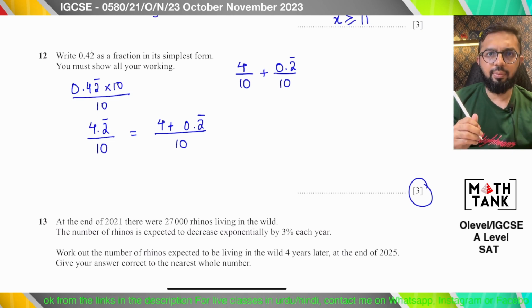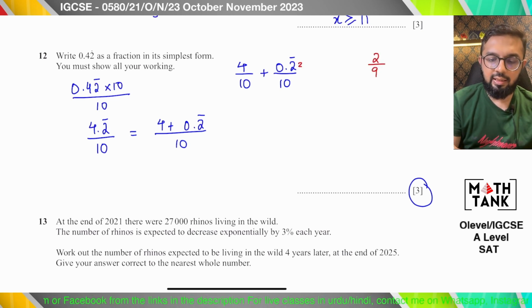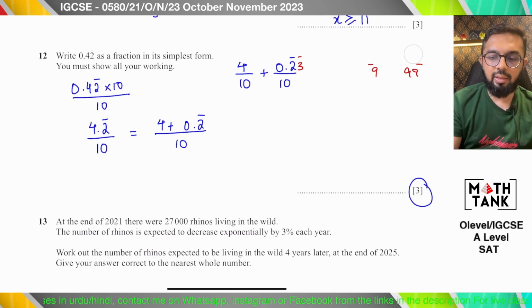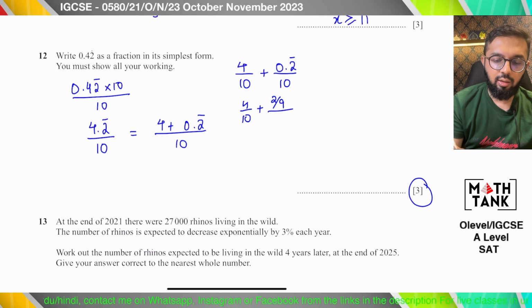0.2 has a recurring decimal on it. Remember that recurring decimals are always whatever the recurring decimal is divided by 9. So for example, if this is 2, it should be 2 divided by 9. Had this been, let's say, 0.23, it would have been 23 divided by 99, and so on. Whatever the recurring decimals are, that's how they function. So I can simply go on and say that this should then become 4 over 10 plus 2 over 9 divided by 10.